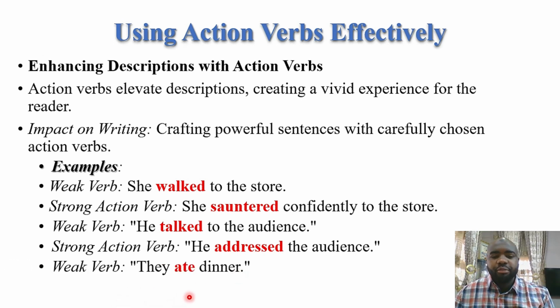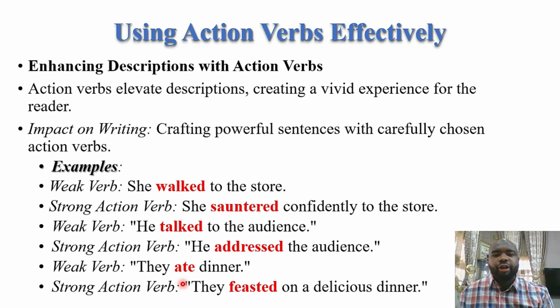Another weak verb. They ate dinner. The act of eating. All right, past tense of eat is ate. They ate dinner. So we have another strong verb. They feasted on a delicious dinner. So you see here is a more advanced verb to use than ate. So that's why I categorize them in weak verb and strong verb.